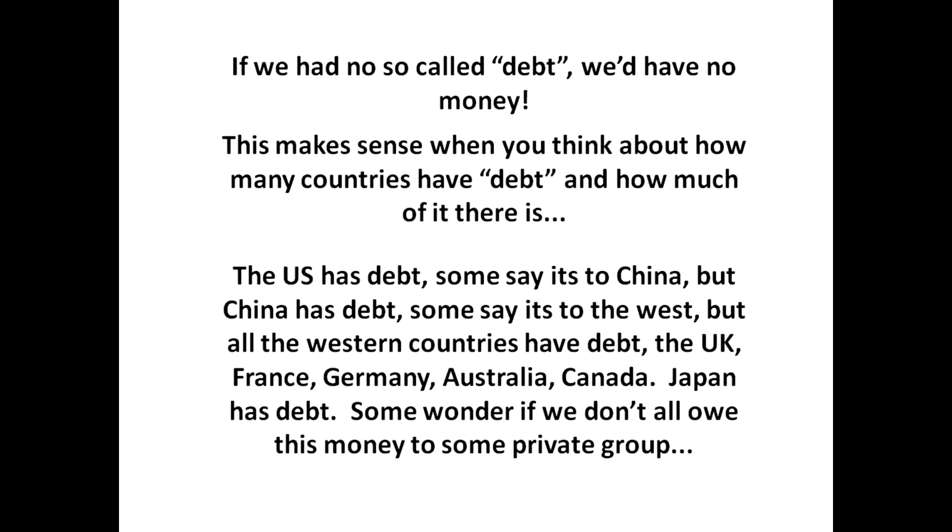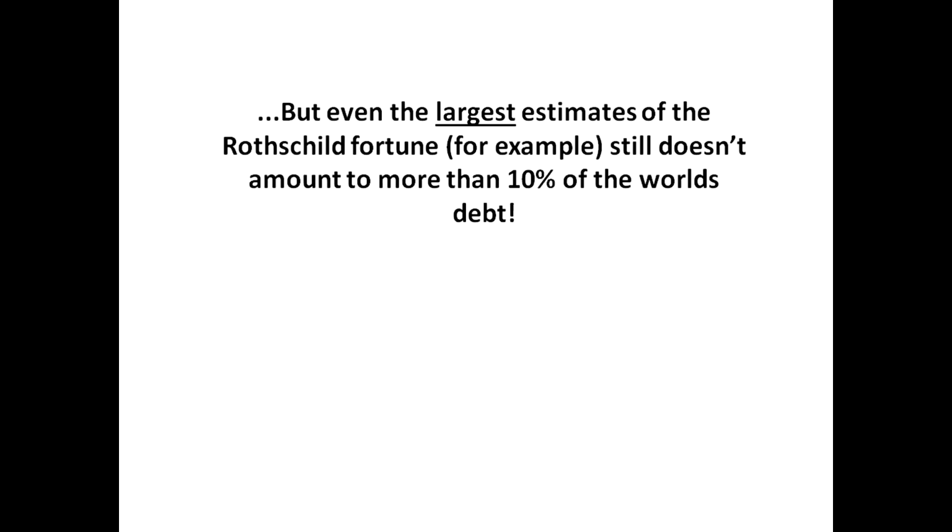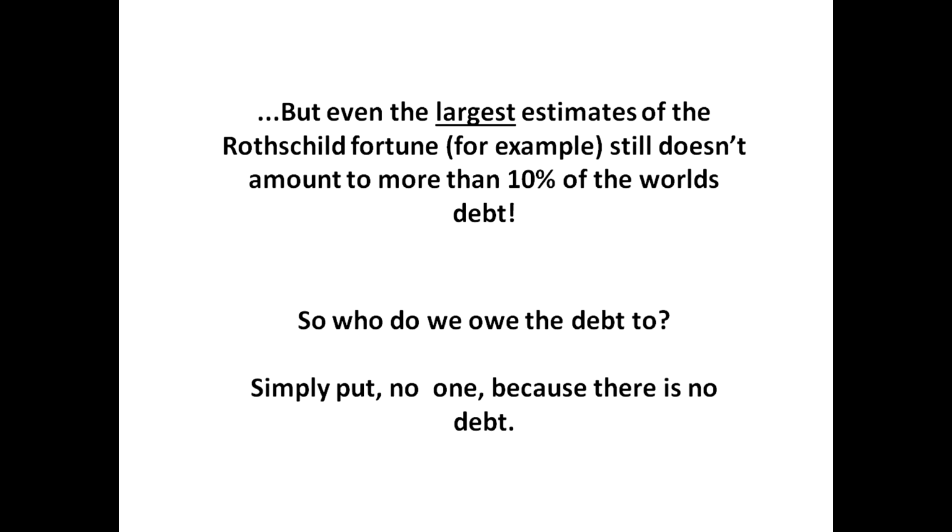So some people wonder if we don't owe the money to a private group, and even the largest estimates of the largest fortune of the Rothschilds is still not even 10% of the amount of the world's debt. So where's the other 90%? Who do we owe that to? Simply put, no one, because there is no debt. It's just the money that we have in the economy.